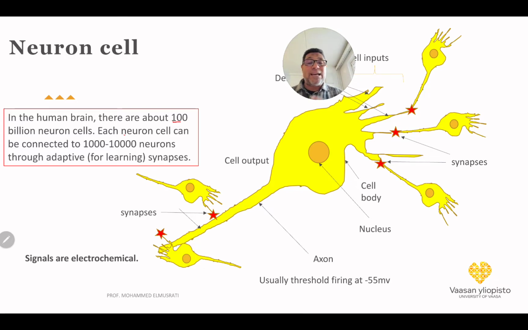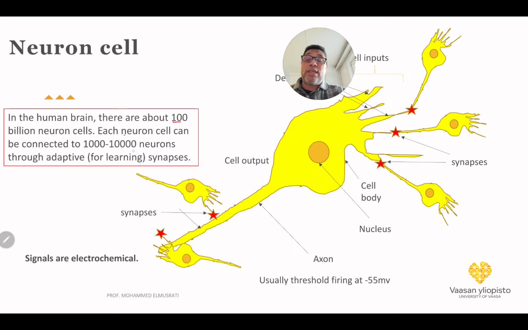So we can see this as parallel processing. If we assume that every neuron is a small processor, then you will have 100 billion processors connected to each other. So it is an extremely powerful and highly efficient processing unit.